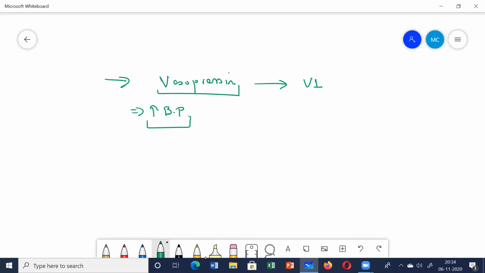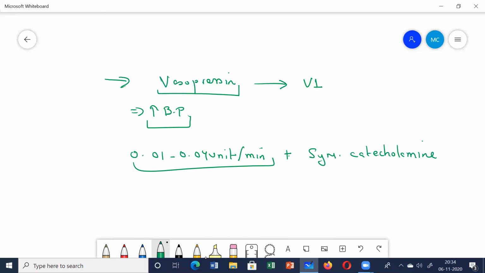Sometimes low dose vasopressin, usually 0.01 to 0.04 units per minute, can be added to the sympathomimetic catecholamines we just studied to raise the blood pressure in patients who are not responding. So first you do the general measures and the other things; if they're still not responding, you give the sympathomimetic amine; and in refractory patients, you can add a low dose of vasopressin to help raise the blood pressure. Okay, so this is all about the management of shock.